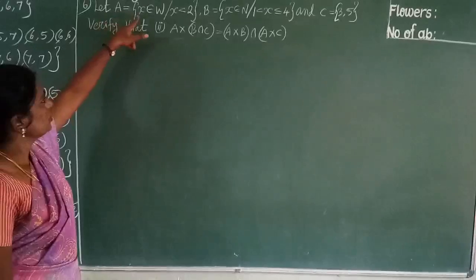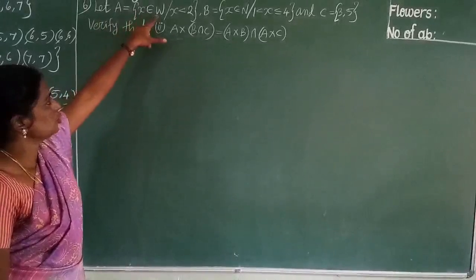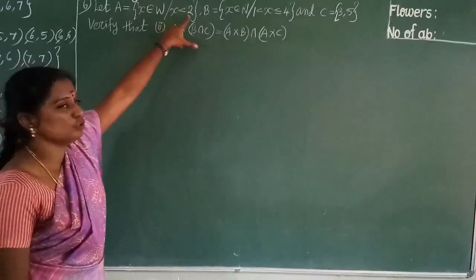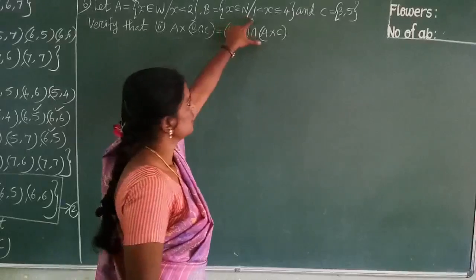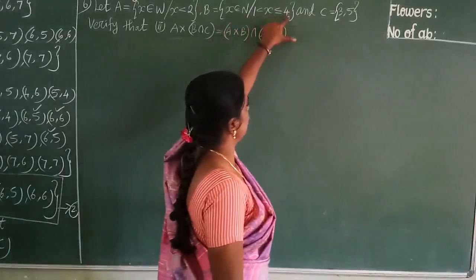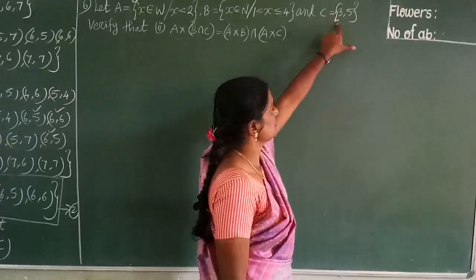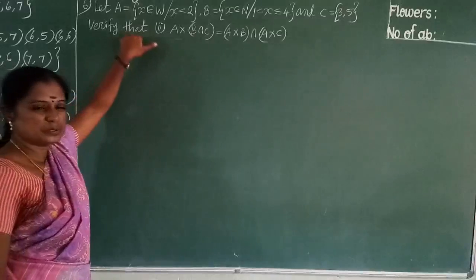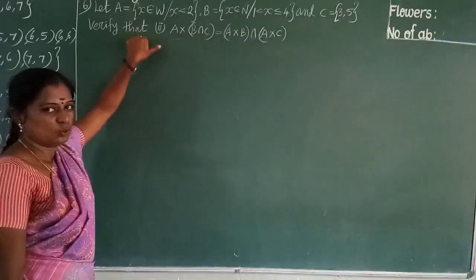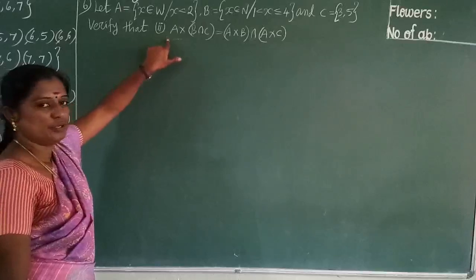Let A be the set of X, where X belongs to W such that X is less than 2. B is equal to the set of X belongs to N such that 1 is less than X, less than or equal to 4, and C is equal to the set {3, 5}. Verify that, here three options are there. The first option is homework. The second and third we do now.